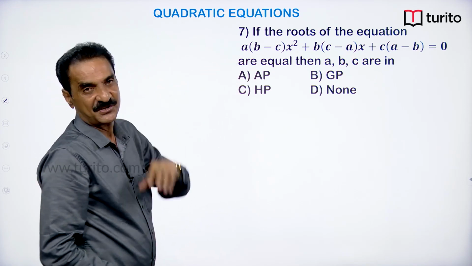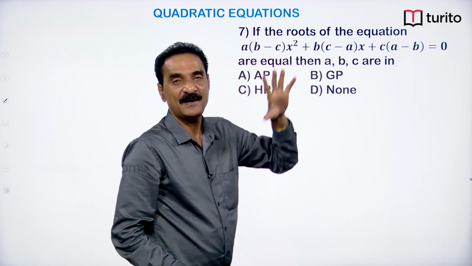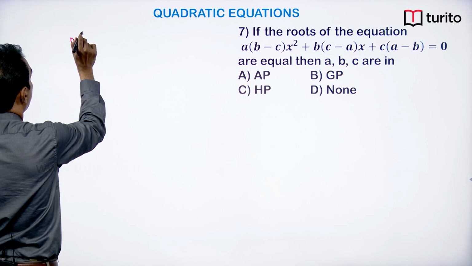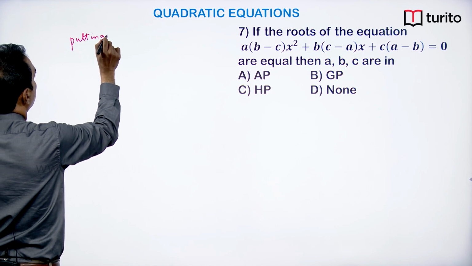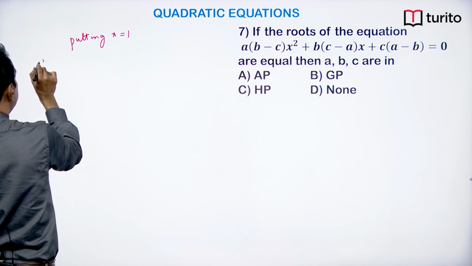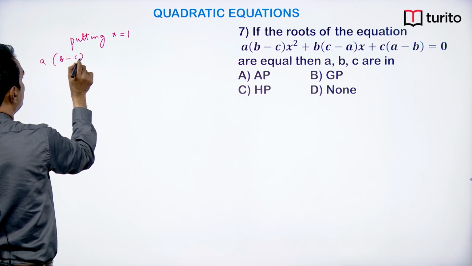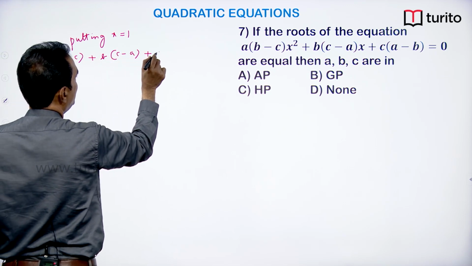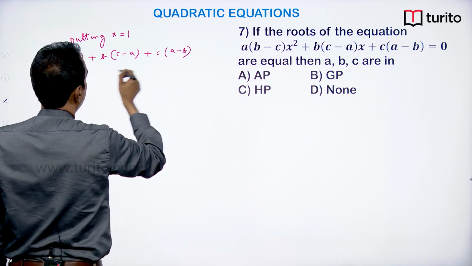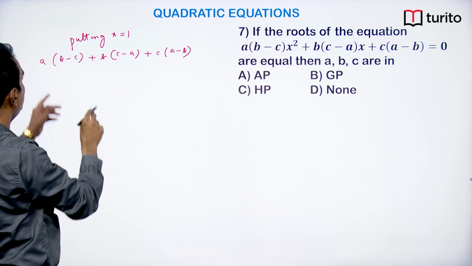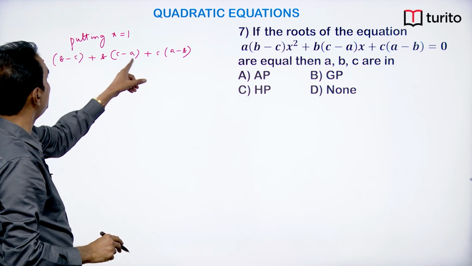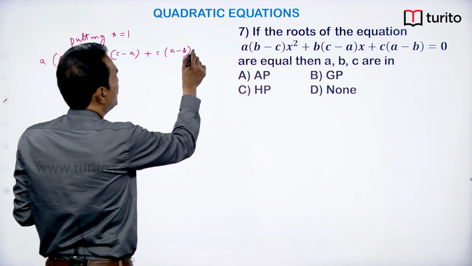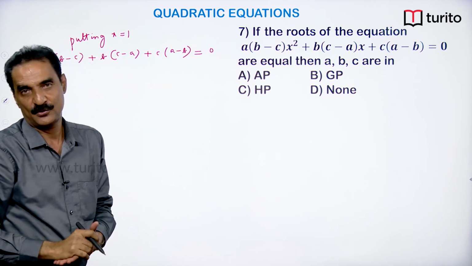First, by observation, x is equal to 1 satisfies the equation. If you put x is equal to 1, what you will get? First term is A into B minus C. Next is B into C minus A plus C into A minus B. Putting x is equal to 1. If you multiply inside, AB here minus AB, AC minus AC. In this way, all terms will cancel out, you will get 0. Means x is equal to 1 is a root.